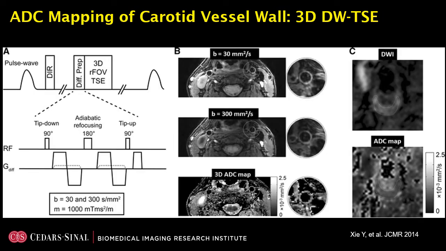We extended the carotid ADC mapping to 3D using a diffusion prepared 3D TSE readout. We can see a clear vessel wall delineation at different b values as well as the ADC map. In the patients, we can observe reduced ADC values in the region that potentially has a lipid core.